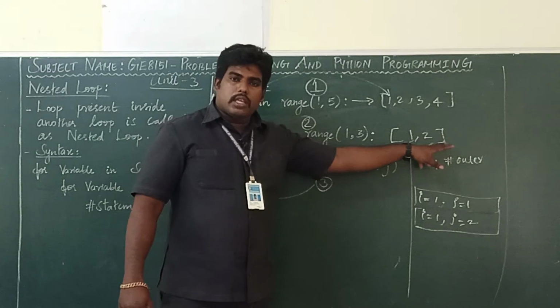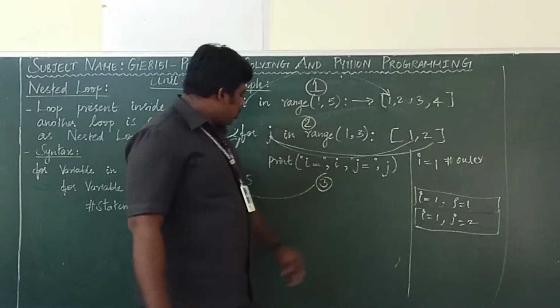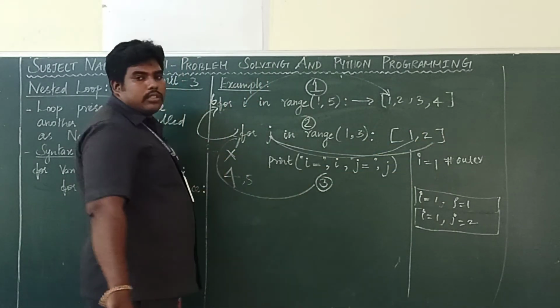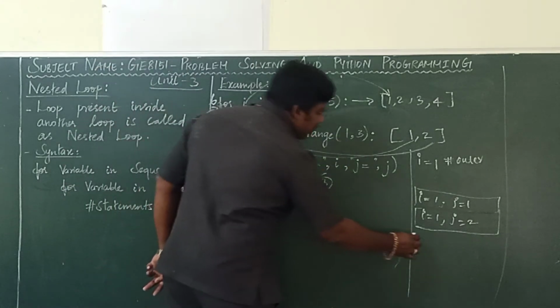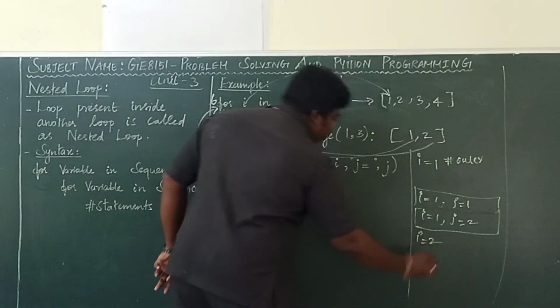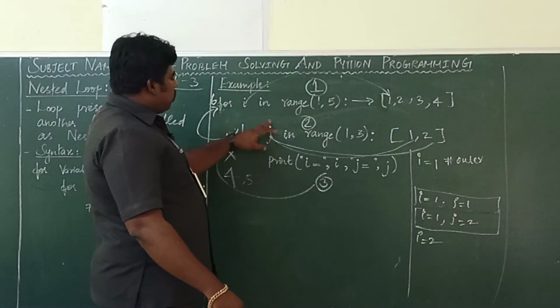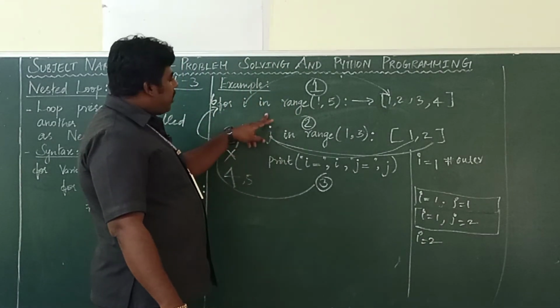Here any elements are there? No. So what will happen? It is false, it failed. So now it will go to the outer loop. Now what's the I value? I value equal to 2. So what's the body? After completing, what's the next step?